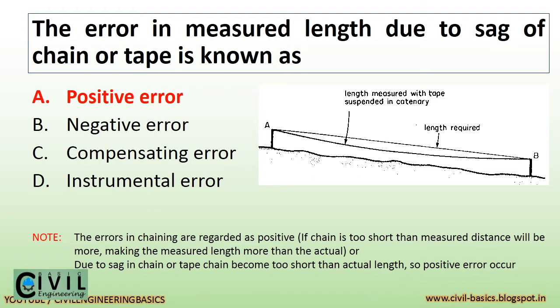The error in measured length due to sag of chain or tape is known as positive error. Note, the errors in chaining are regarded as positive. If chain is too short, then measured distance will be more, making the measured length more than the actual. Due to sag in chain or tape, chain becomes too short than actual length, so positive error occurs.